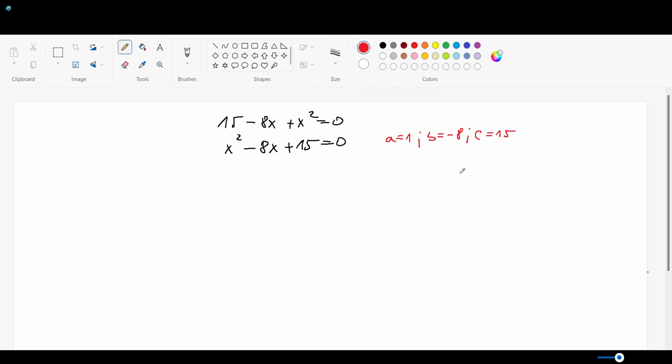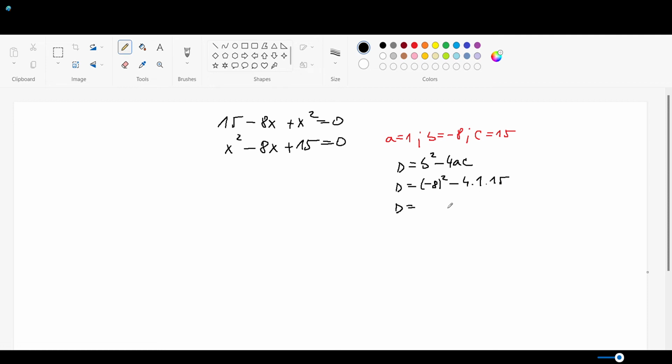So what the quadratic formula says, and what we want to calculate first, is the discriminant. This is something you have to remember: the discriminant is calculated like b squared minus 4ac. Okay, so now there is nothing hard about it. You just fill in the formula with the proper numbers. So (-8) squared minus 4 times 1 times 15.